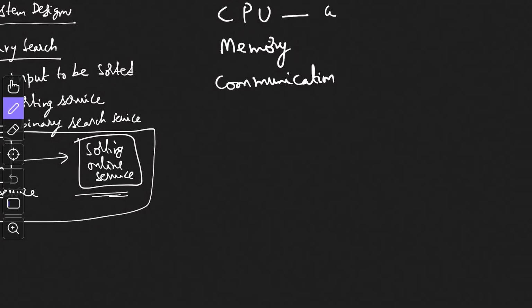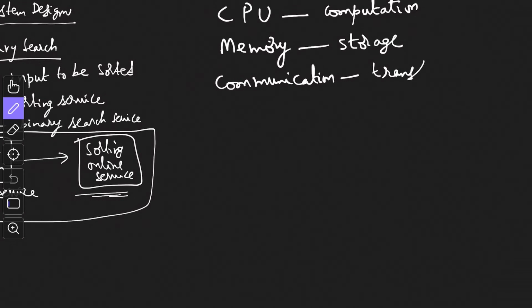CPU provides computing service, that is computation. Memory provides storage service, and communication channel transfers bytes from one place to another. It could be a service bus within a single machine, or it could be a communication of data from one machine to another machine that sit far apart.